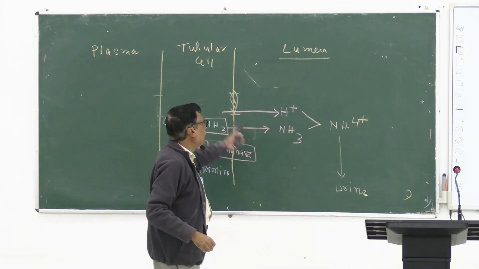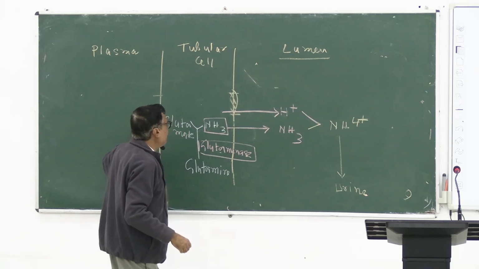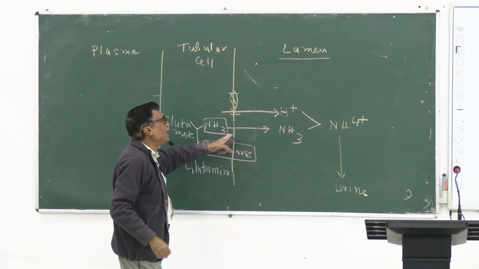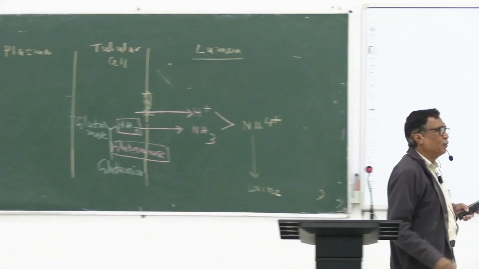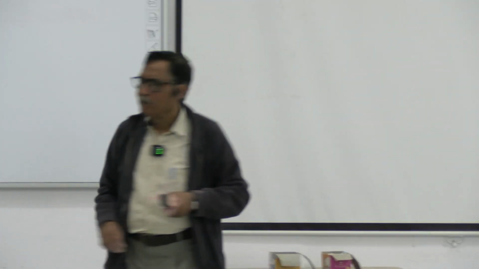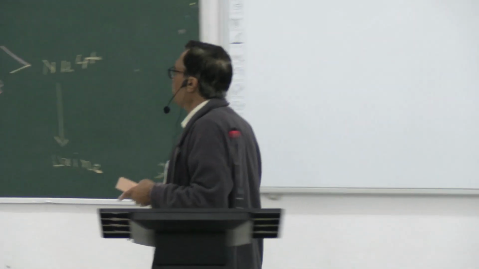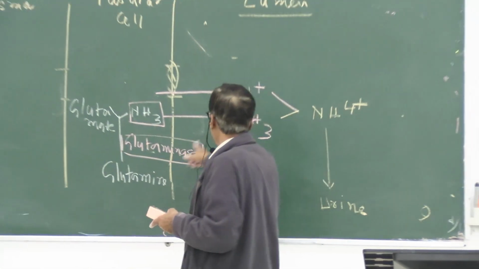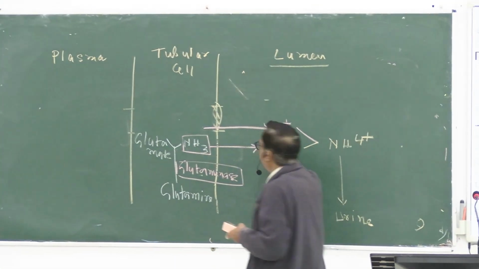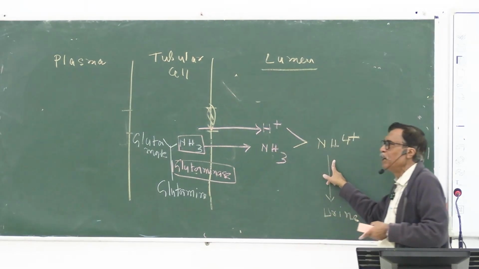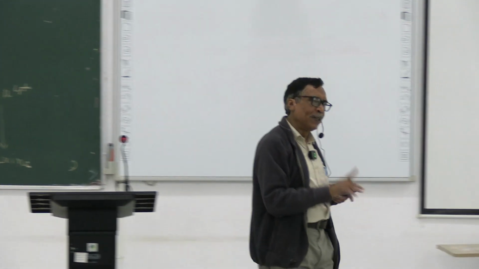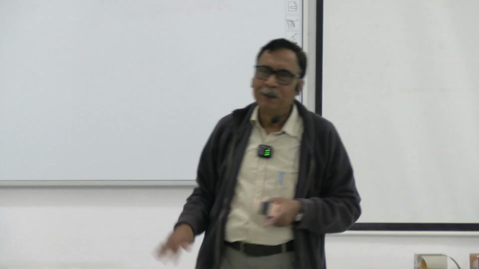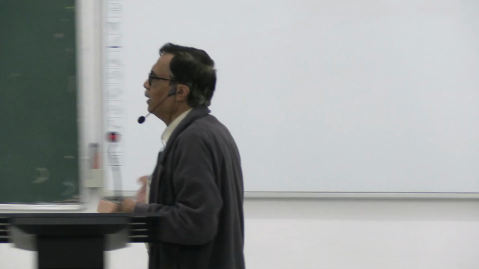So the hydrogen ion that is produced in the body reacts with ammonia, coming from glutamine by the glutaminase. Ammonia is a gas. It crosses this barrier, this border, comes into the lumen, reacts with the secreted hydrogen ion, forms ammonium and is excreted through urine. In this way, hydrogen ion is excreted through the urine.